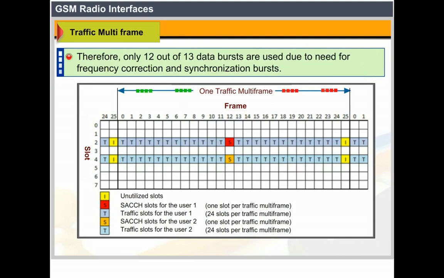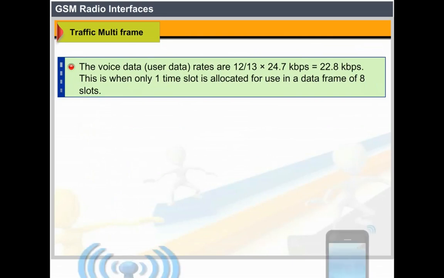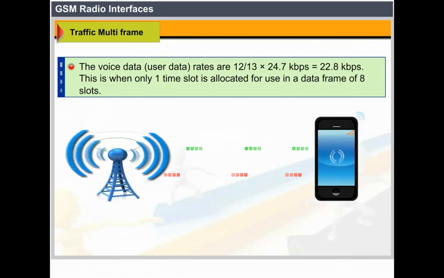Therefore, only 12 out of 13 data bursts are used due to the need for frequency correction and synchronization bursts. The voice data user data rate is 12/13 × 24.7 kbps, equal to 22.8 kbps. This is when only one time slot is allocated for use in a data frame of 8 slots.